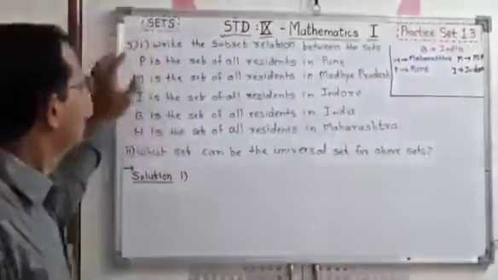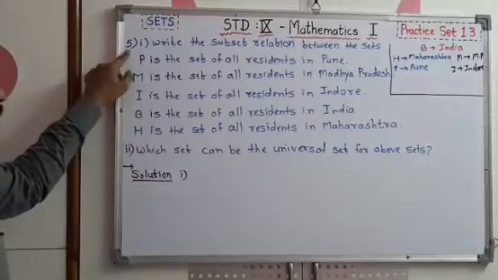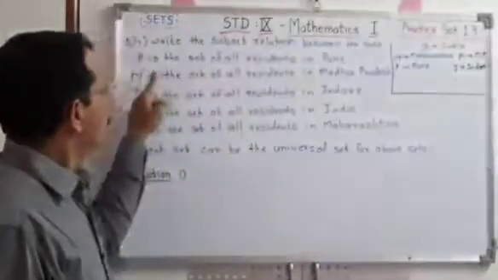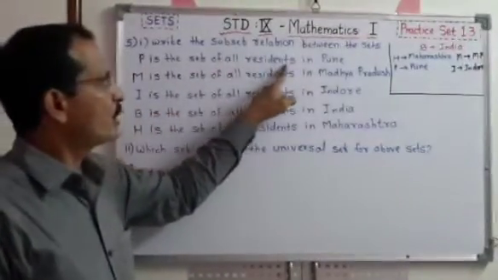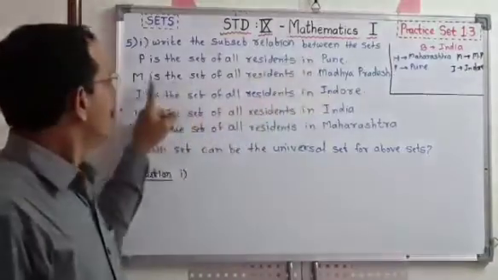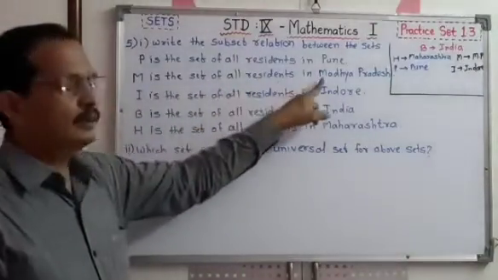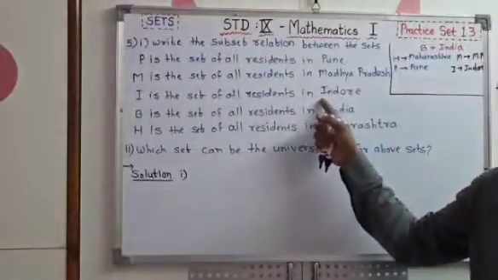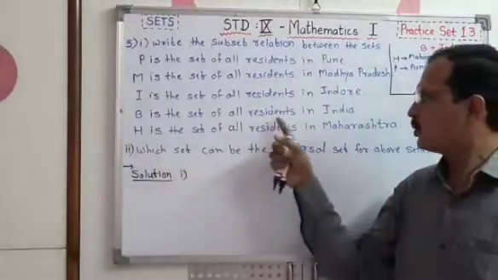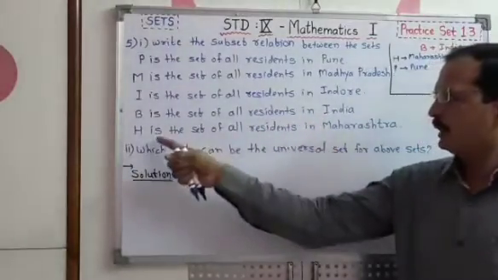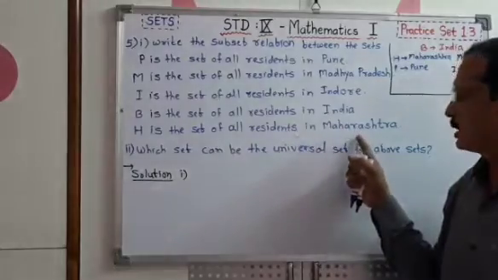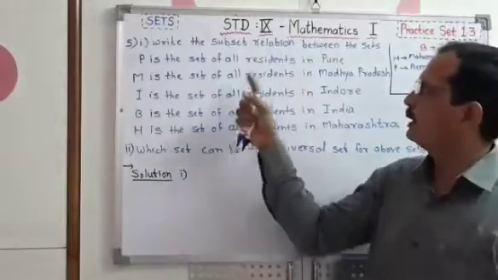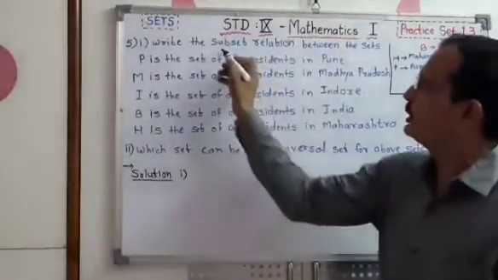Let's start with the 5th sum. Write the subset relation between the sets. First set, P is the set of all residents in Pune. M is the set of all residents in Madhya Pradesh. I is the set of all residents in Indore. B is the set of all residents in India. H is the set of all residents in Maharashtra. These 5 sets are given and we have to write the subset relation among the given sets.